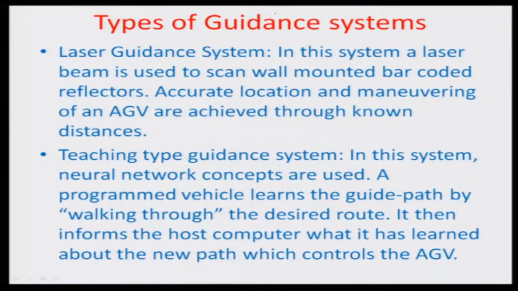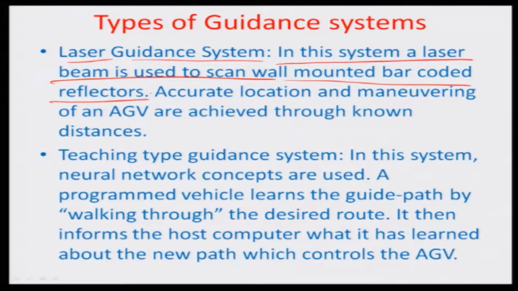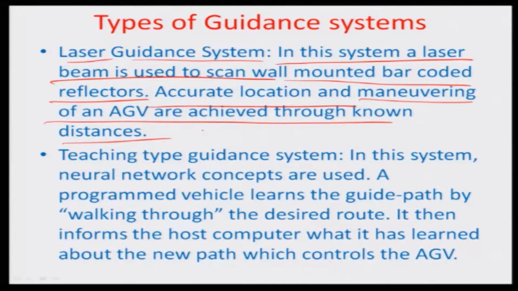There are laser guidance systems in a similar manner, and in this system a laser beam is used to scan wall-mounted barcoded reflectors, which gives you an idea of the positions that were accurately located earlier. You have a library of such reflectors all around in the facility, so you can maneuver based on the readouts of the barcodes and direct the AGV to go toward a specific barcode. Then also there are teaching type guidance systems.